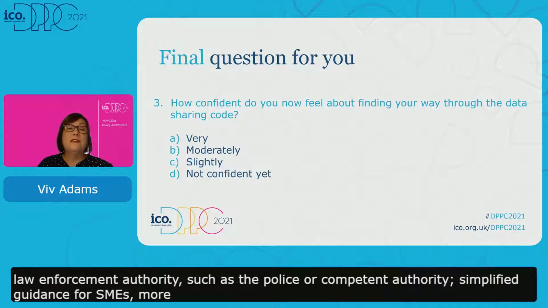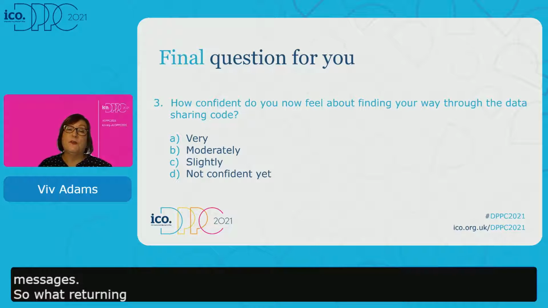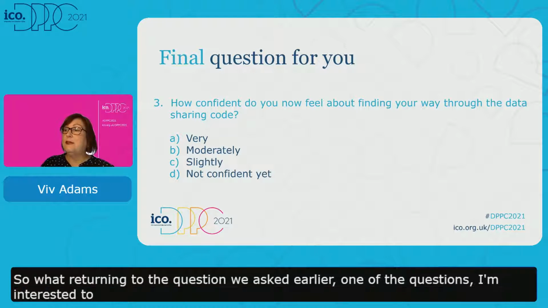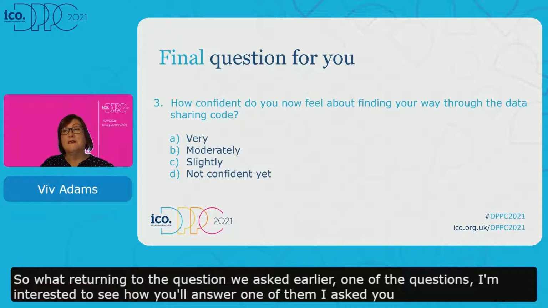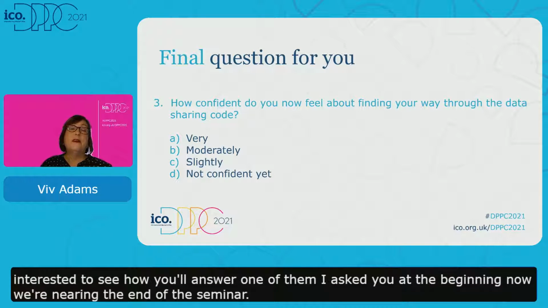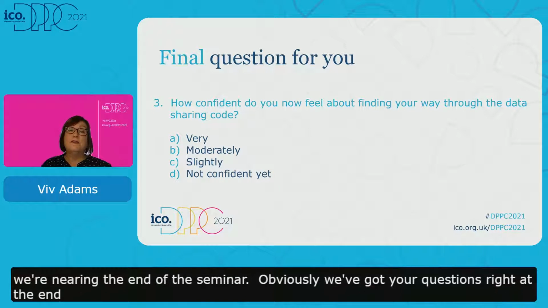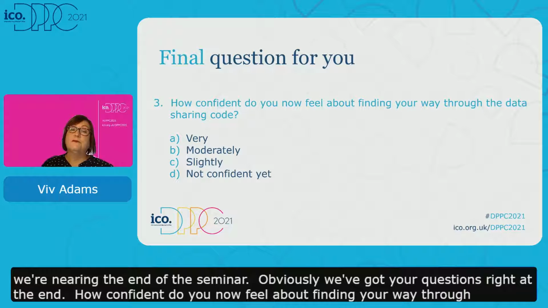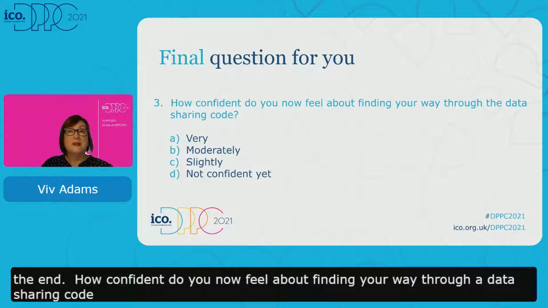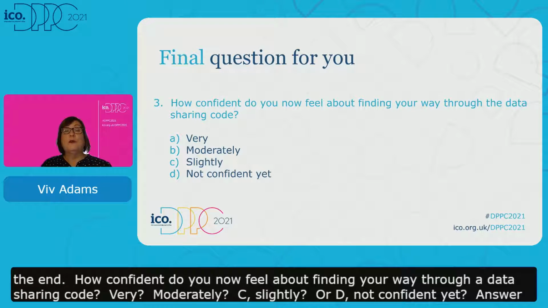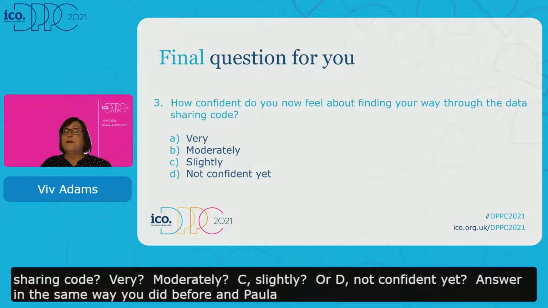So, returning to the question we asked earlier, one of the questions I asked you at the beginning, I'm interested to see how you'll answer it. Now we're nearing the end of the seminar, and we've got your questions right at the end. How confident do you now feel about finding your way through the data sharing code? A, very, B, moderately, C, slightly, or D, not confident yet. Answer in the same way you did before, and Paula will talk through the results later.